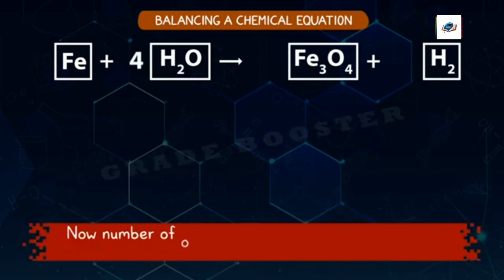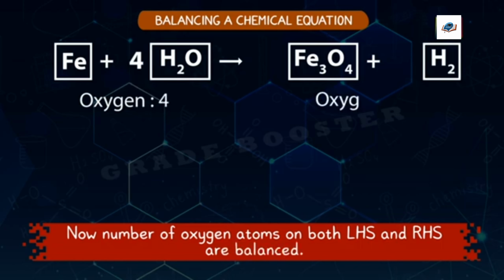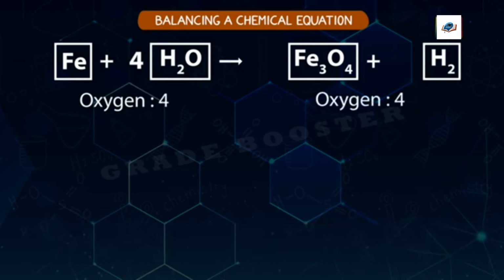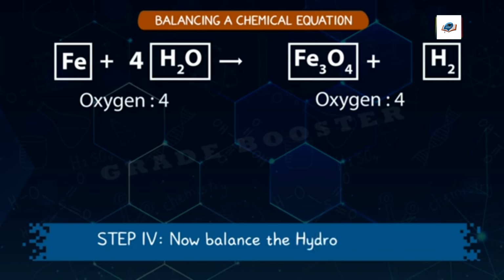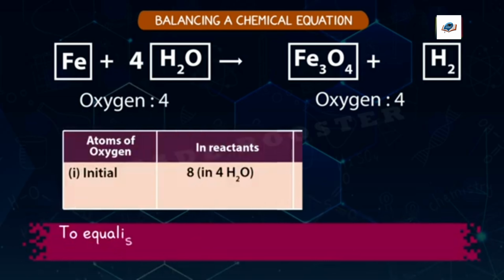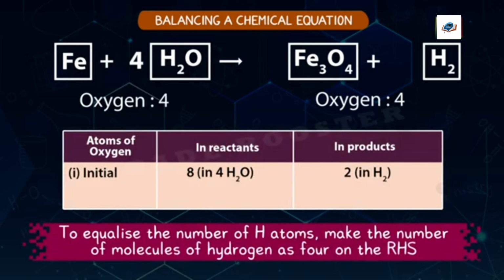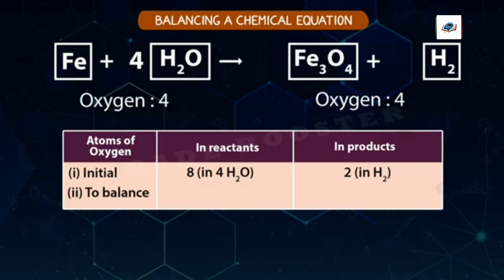Now the number of oxygen atoms on both the left hand side and right hand side are balanced. Step 4. Now balance the hydrogen atoms. To equalize the number of hydrogen atoms, make the number of molecules of hydrogen as 4 on the right hand side. So atoms of hydrogen in reactants it is 8 in 4H2O, whereas in products it is only 2. So to balance it, in the products we are multiplying 2 with 4. That means we are adding 4 as the coefficient for hydrogen.